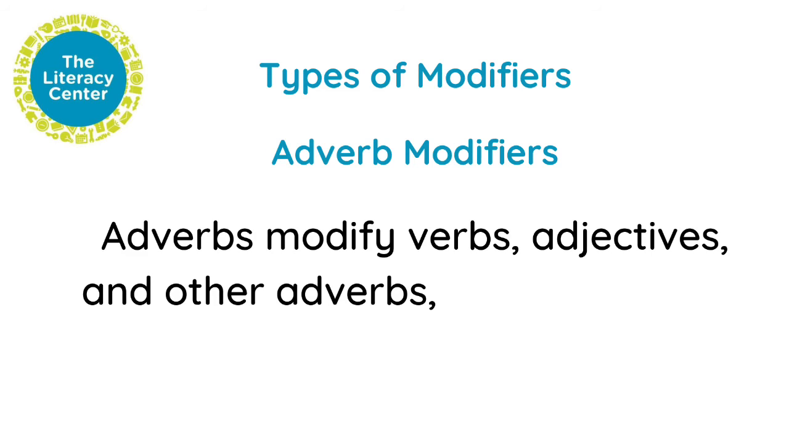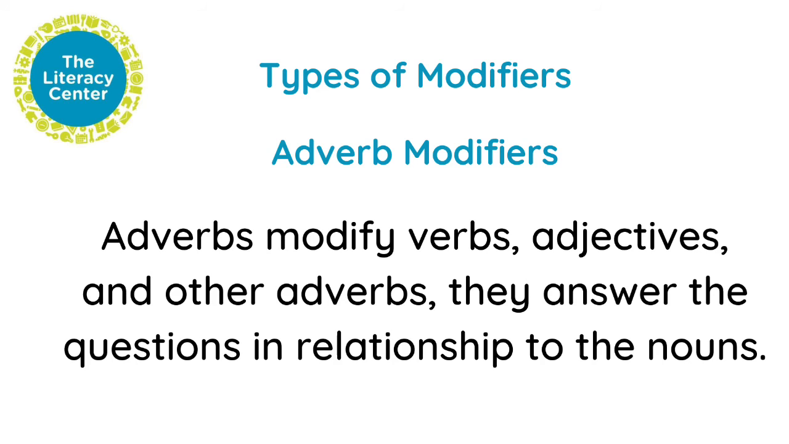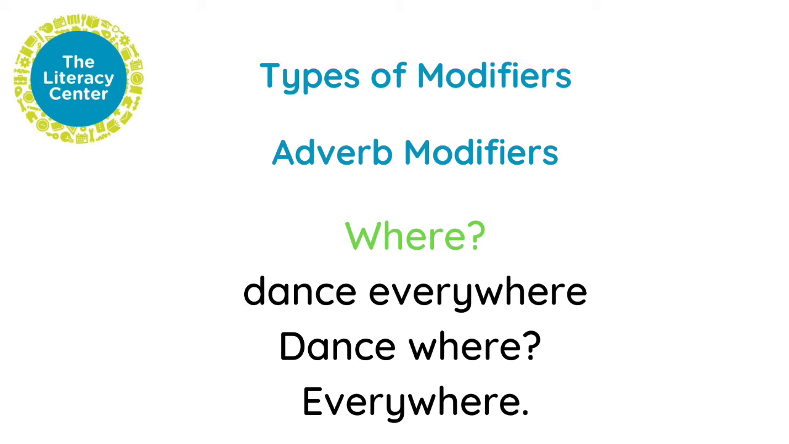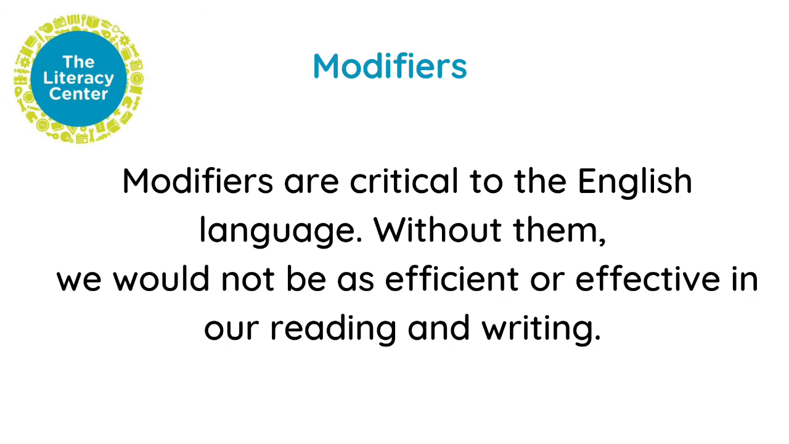Another type is adverb modifiers. Adverbs modify verbs, adjectives, and other adverbs. They answer questions in relationship to the verbs. For example, it will talk about when this happened. When did you arrive? I arrived tomorrow. Where have you arrived? In your hometown? Have you danced everywhere? You dance where? You dance everywhere? Wow!